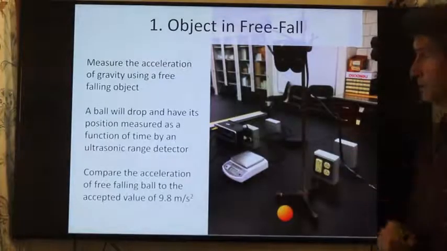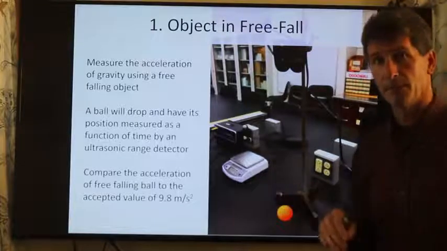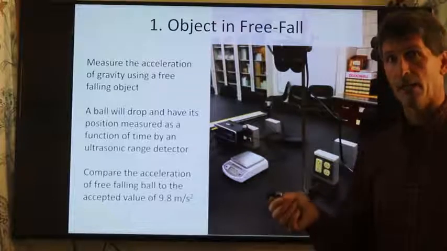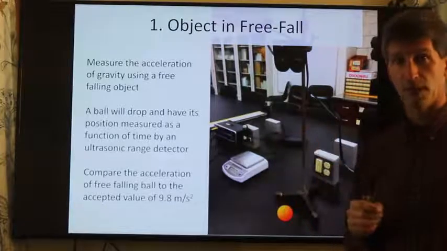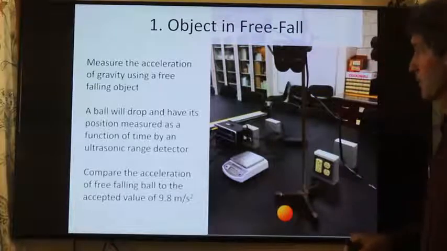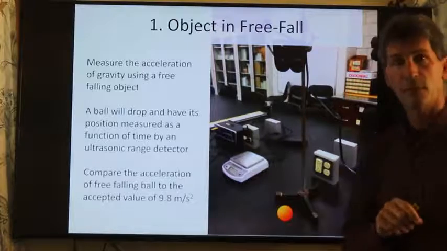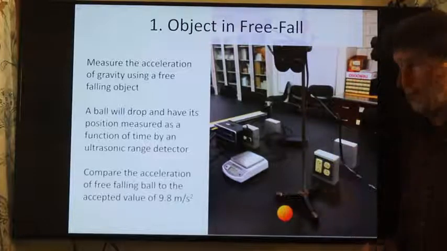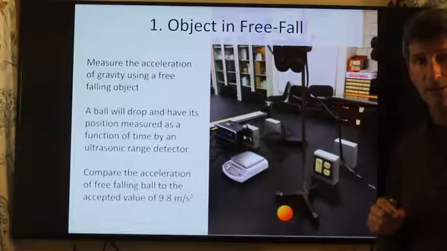Now, in the first case, what we're going to do is actually show directly that not only the acceleration of gravity is constant, but also that it is nearly the accepted value of 9.8. All right? So to do this, we are going to use this little range finding device. It's a little device that sends off ultrasonic pulses. It's pretty much like sonar. And it will track the position of the falling object.